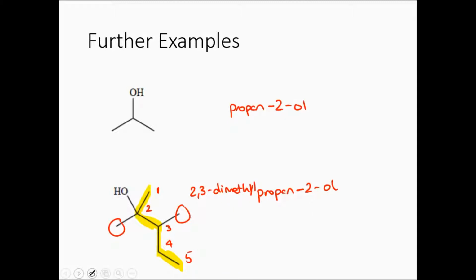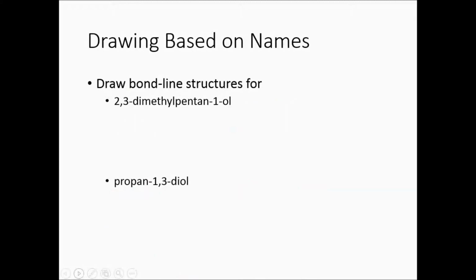Let's look at these 2 examples. I have 2,3-dimethylpentan-1-ol. Now I'll draw a 5-member chain first: 1, 2, 3, 4, 5. 5 carbon atoms. In the 1 position, I'll have my alcohol. So that's my OH going here. And I have methyl groups at the 2 and 3 positions. So this is the 2 and this is the 3 position. So this is the bond line structure here.